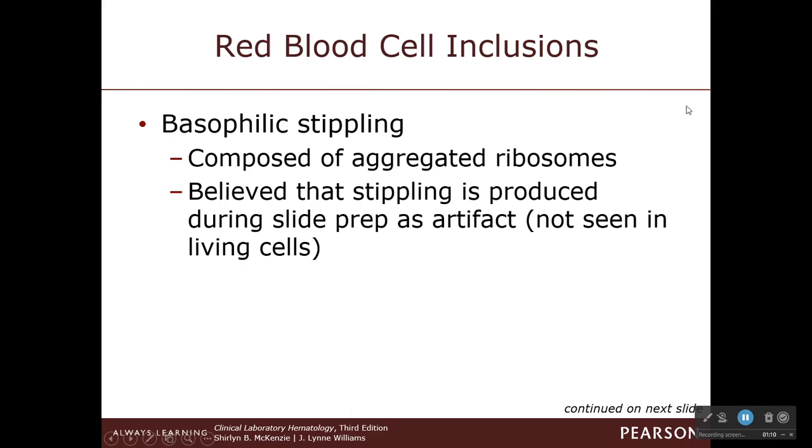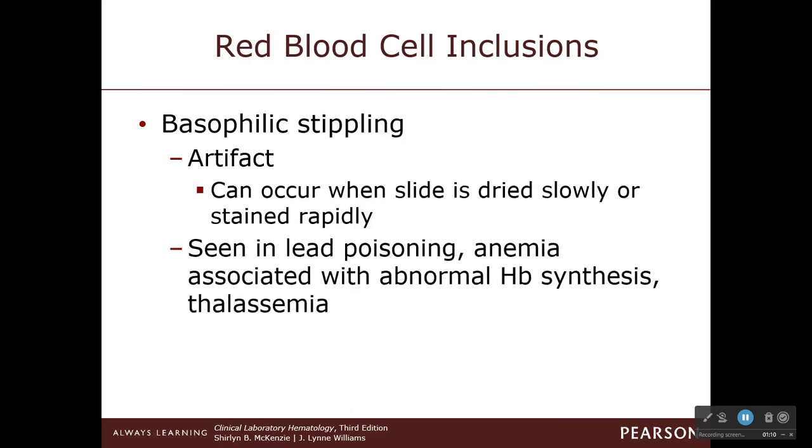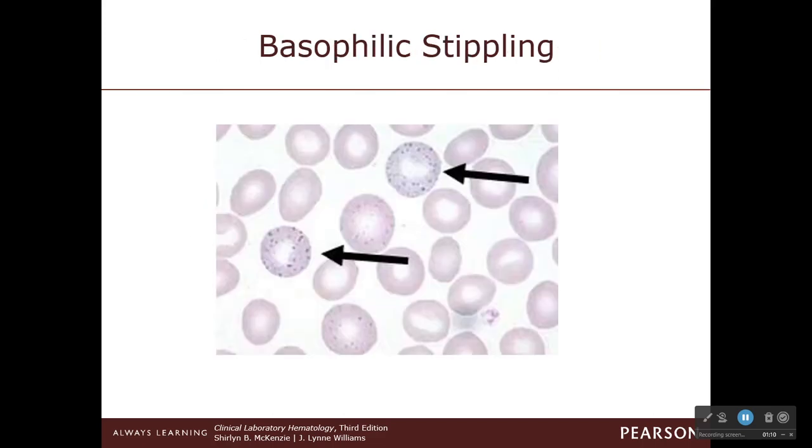Okay? So basophilic stippling can be an indicator of lead poisoning, all right? It can also be an artifact because, like we talked about, it's just a dead cell. It can also be associated with some anemias, abnormal hemoglobin synthesis, and thalassemia. We'll talk about thalassemias later on. This is what basophilic stippling looks like. You see those cells, they're speckled. That's very common in people who have lead poisoning.